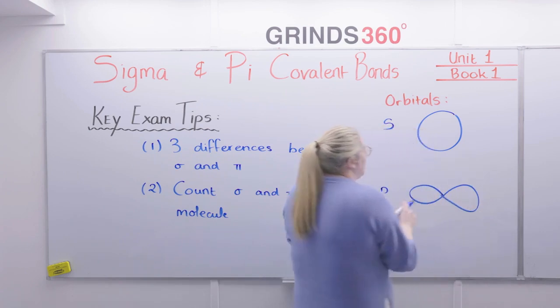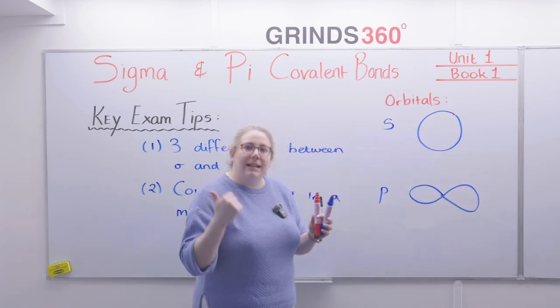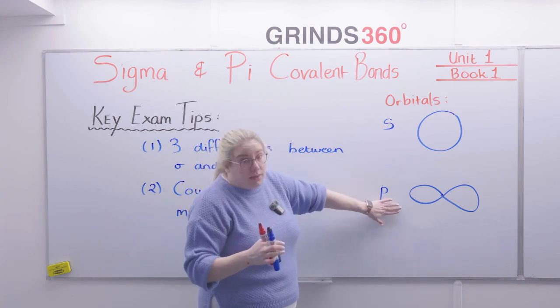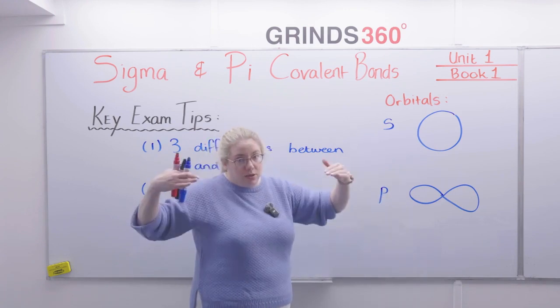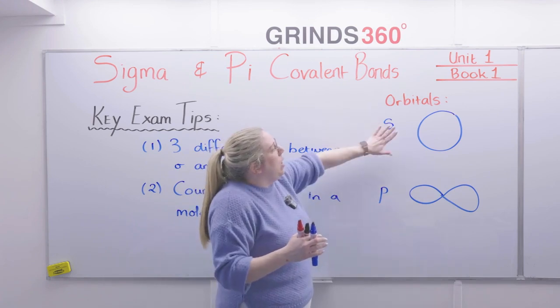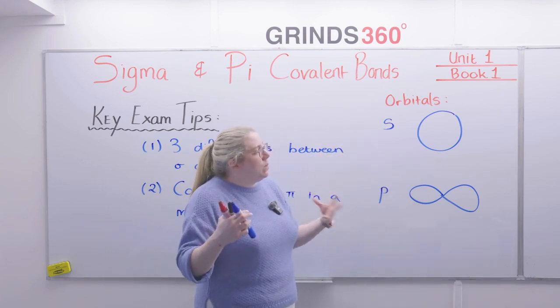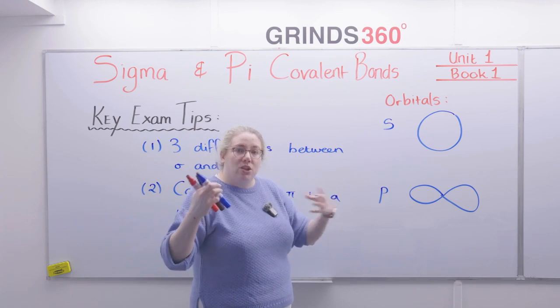In a p sublevel, you have 3 p orbitals, the px, the py, and the pz orbital. Now, I'm only showing one of them here. This is technically the px because it should be along the x-axis. Now, looking at those 2 orbitals, there's going to be different ways that they can interact with each other.